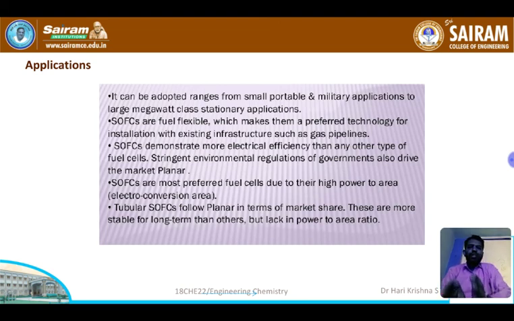So these are about fuel cells. We have discussed the methanol oxygen fuel cell, and also the solid oxide fuel cell. Thank you.